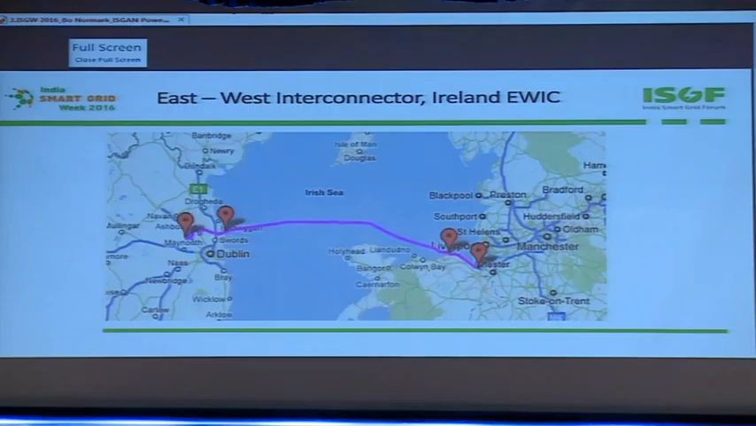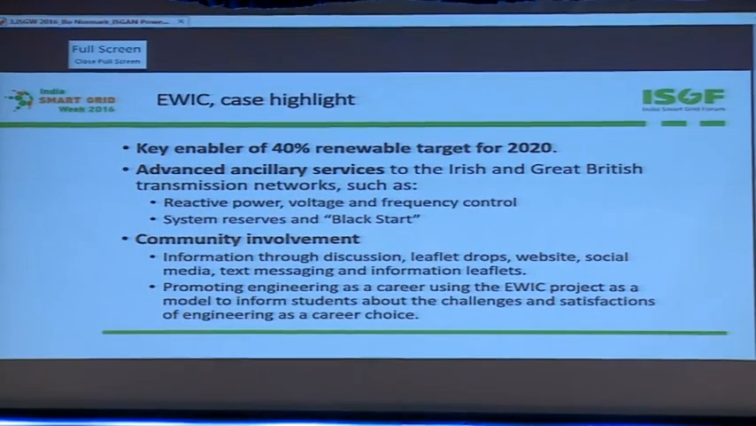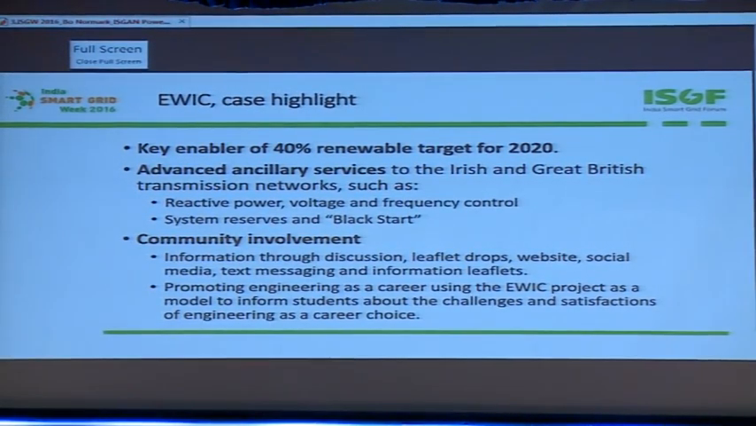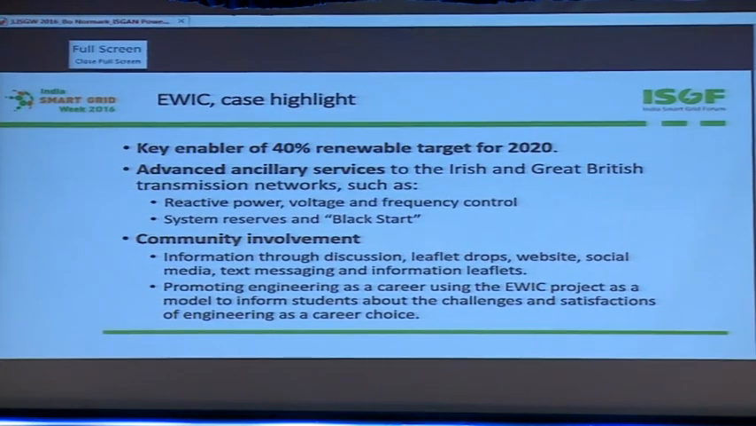But they also had other benefits because they chose to have a voltage source DC converter. The reason for that is that they can have multiple services that are beyond what you normally find in a transmission grid, like reactive power control, voltage control, frequency control. They even have a black start function on this link, which hopefully they will not need. But it's an example of what you can do with modern transmission.